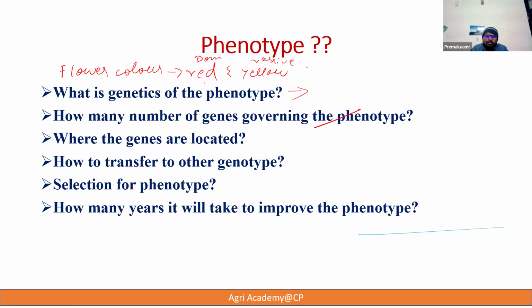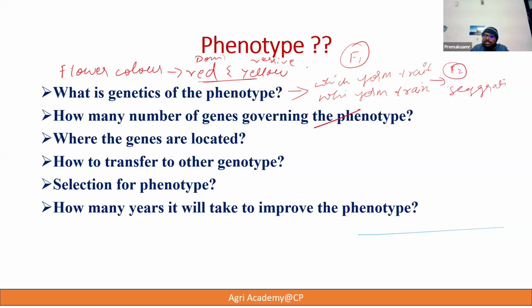For example, this flower color has two alternative forms, red and yellow. You have to see which one is dominant, which allele is dominant, which form of the particular trait is dominant, and which form is recessive. That is the first thing. In F1 we will get to know this. Then in F2 we can see it based on the segregation pattern.